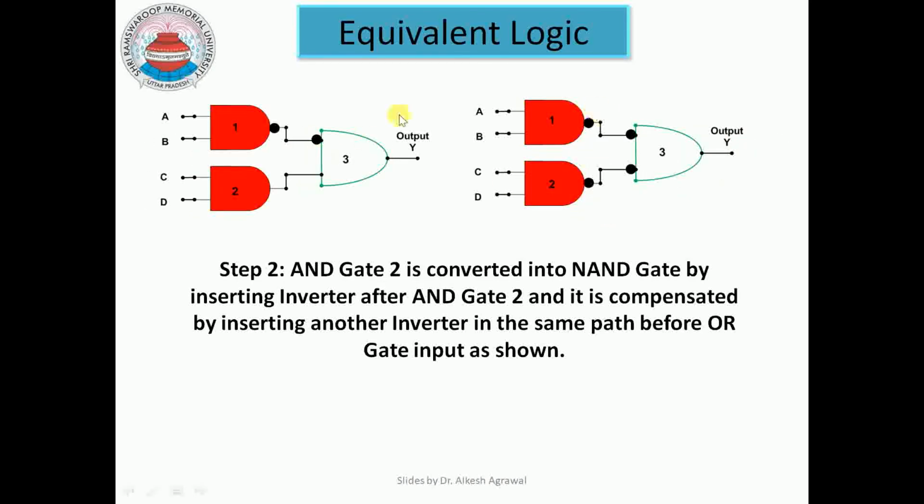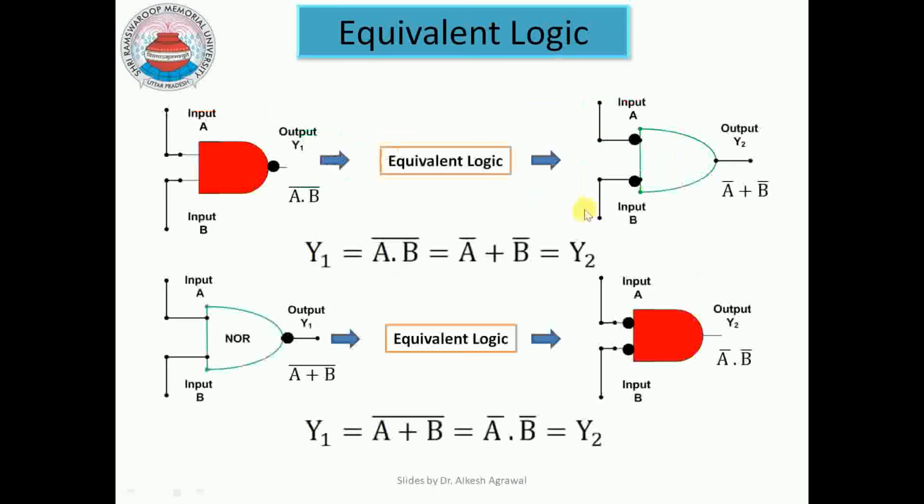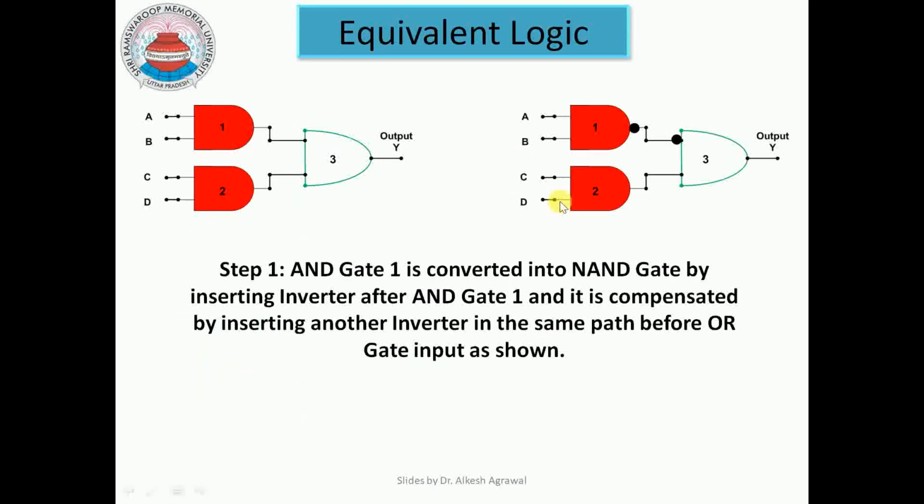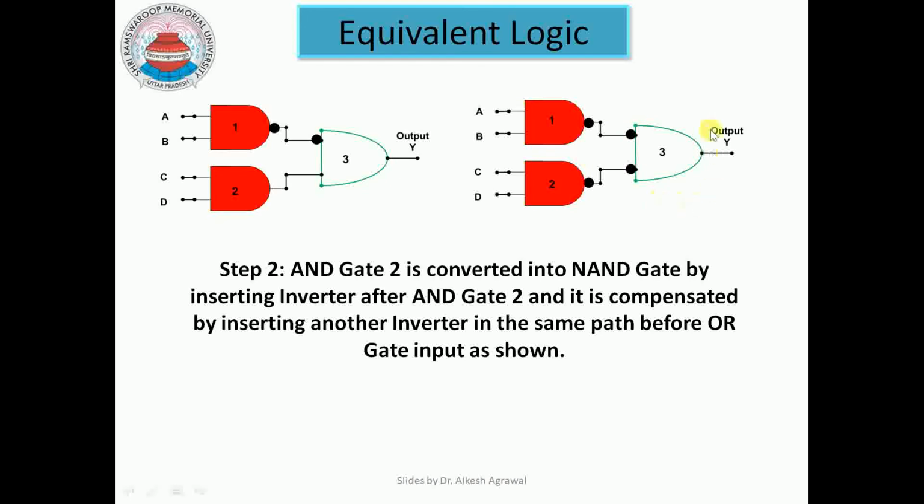In the second step, from this we are going to this. So in the second step, we converted gate number 2, which is an AND gate, into a NAND gate, again by placing an inverter, and again we nullify this process by putting another inverter. So both gate number 1 and gate number 2 are converted into NAND gates, and we have this invert OR logic. If we go back, we see that this invert OR logic is equivalent to NAND logic. So we can replace this very easily by a NAND gate.